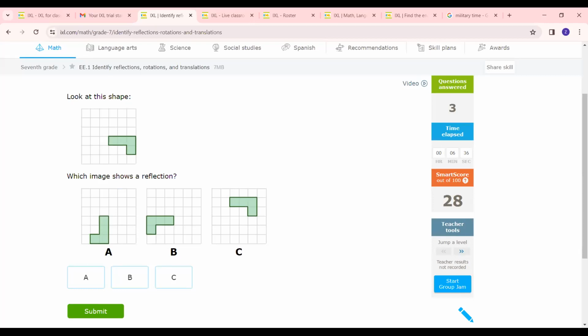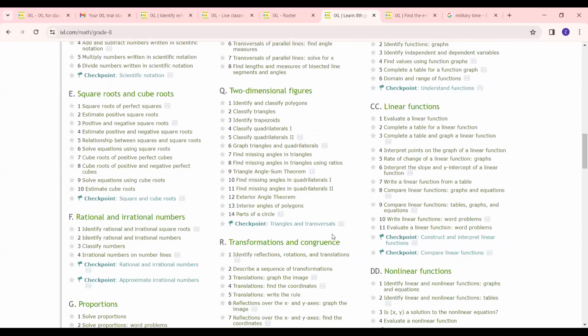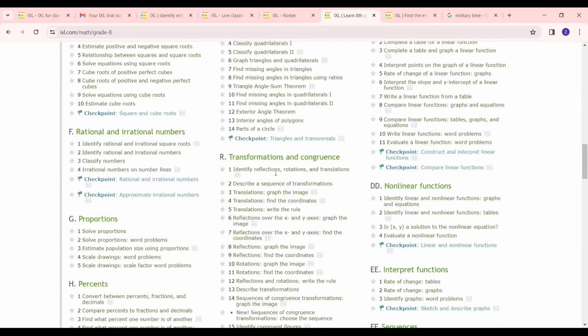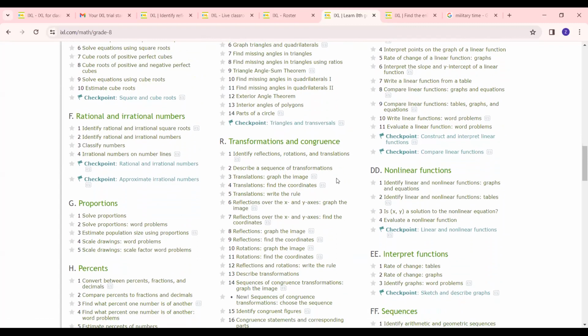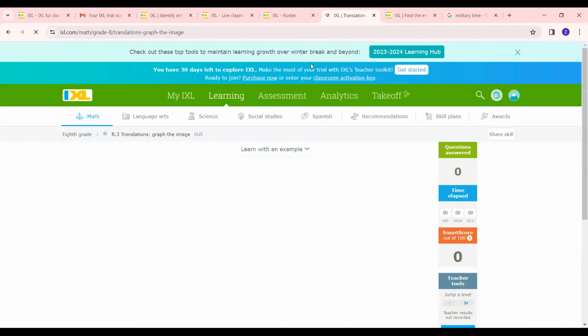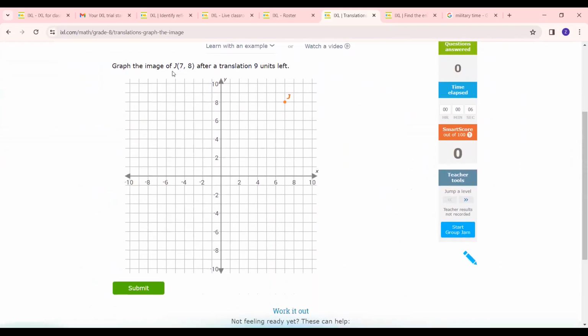Okay, so let's look at this next quiz. So this next one is going to be on, let me see. So let's look at this one. We did identify the rotation and reflection. Let's look at the translation. So I would like to do this one because I'm going to give you all this one to do. So this one is interesting. It says graph the image of 7, 8 after 9 units to the left. So when they say 9 units to the left, that means we have to move this point 9 units to the left. So let's move it.